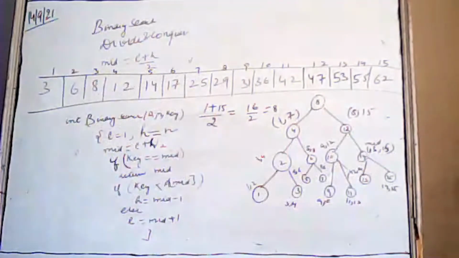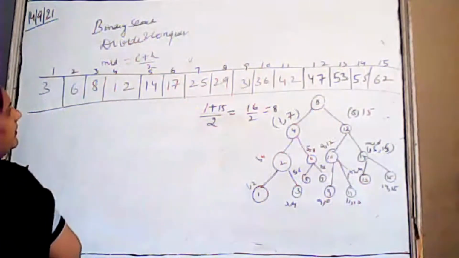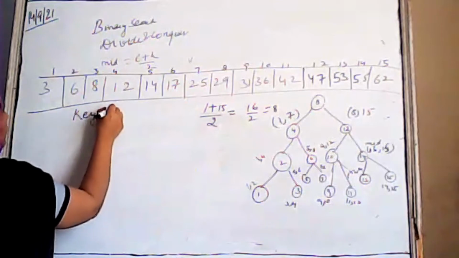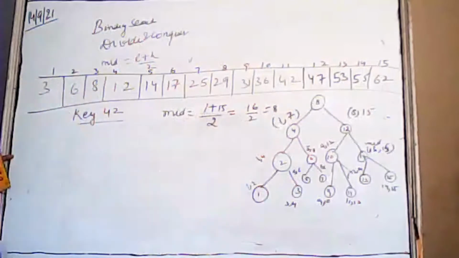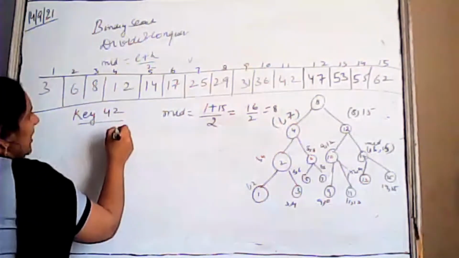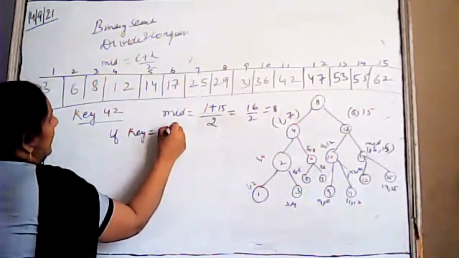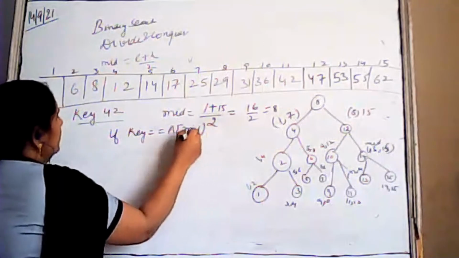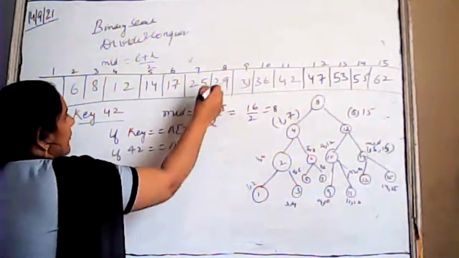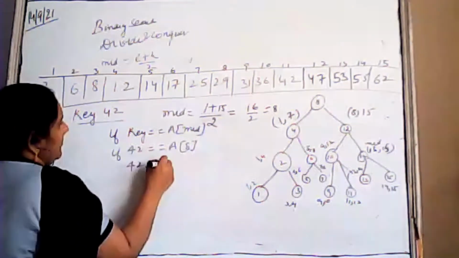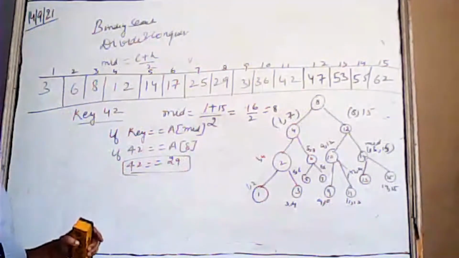Now let's find out. I want to look for the key 42. So my mid is now 8. This is my mid. So check whether key is equal to A of mid, that is, if 42 is equal to A of 8. A of 8 is 29. It is not equal. Now what to do?